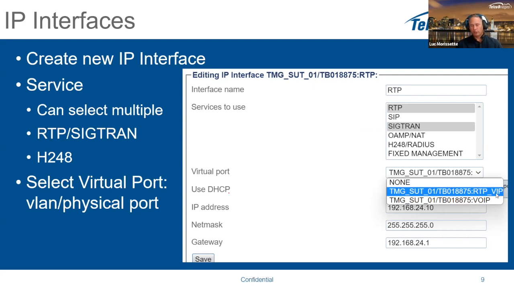You can use HTTP, but that's, let's say, really rare in our environment. Normally it will be a static IP address, and you will put your information for the IP here. So you can create one for RTP, one for SIGTRAN, and one for H.248. Or you can combine RTP and SIGTRAN, or H.248 could also be used for management.